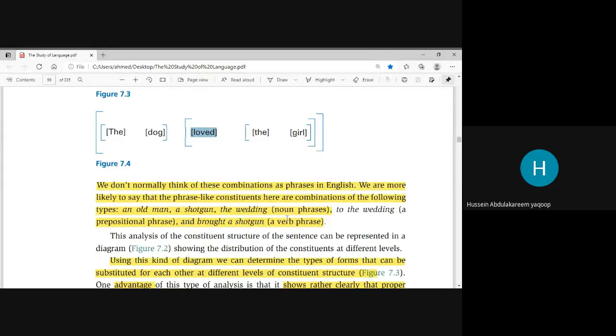For the verb phrase, we have to have a verb also. And with the verb, there is another constituent to form a verb phrase. Generally, we call this one "loved the girl." This is generally called a verb phrase because it involves a verb. And this verb phrase is categorized into two: we have the verb and we have the noun phrase.